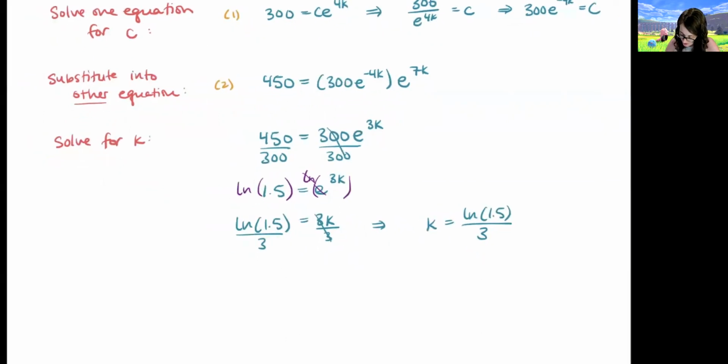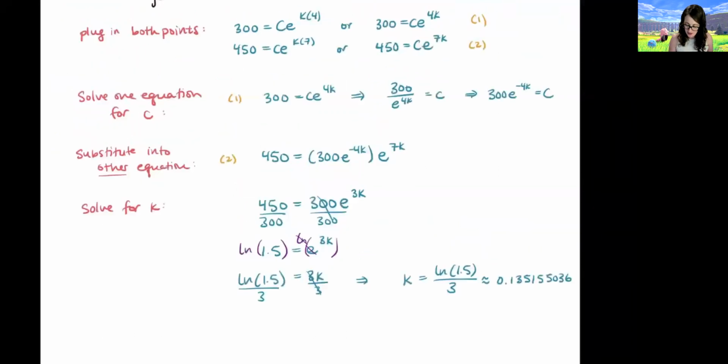But if you are going to get a non-exact value, an approximation for this, then you should go out as many decimal places as your calculator tells you. So if you type in the natural log of 1.5 and divide that all by 3, you get 0.135155036. So you want to keep all of these, unless you just want to leave it as the exact value with the natural log.